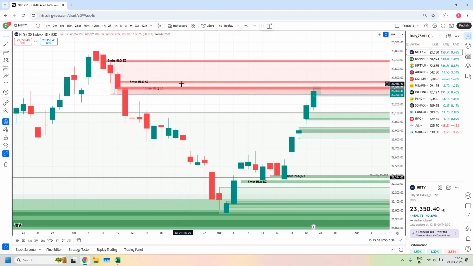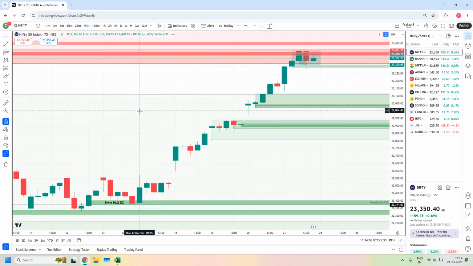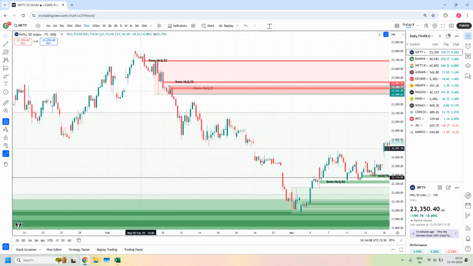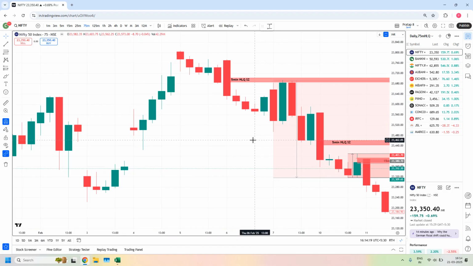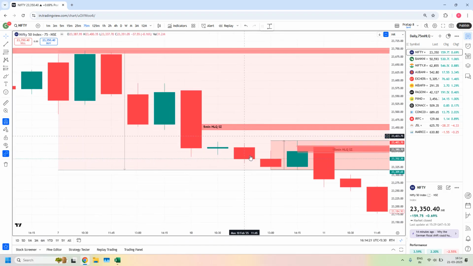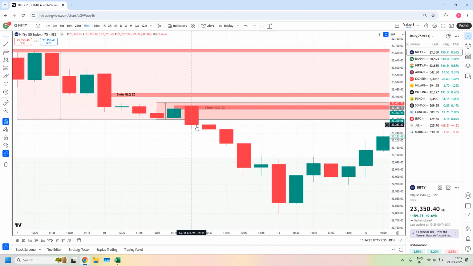How do we fine-tune this daily high liquidity supply zone? Based on next time frame, 75 minutes. Here we have a 75 minute zone. We have a drop. We have 1, 2, 3, 4 base candles and a drop candle. This is how our software identified. Drop, base, drop. Even our software also mentioned the same zone.